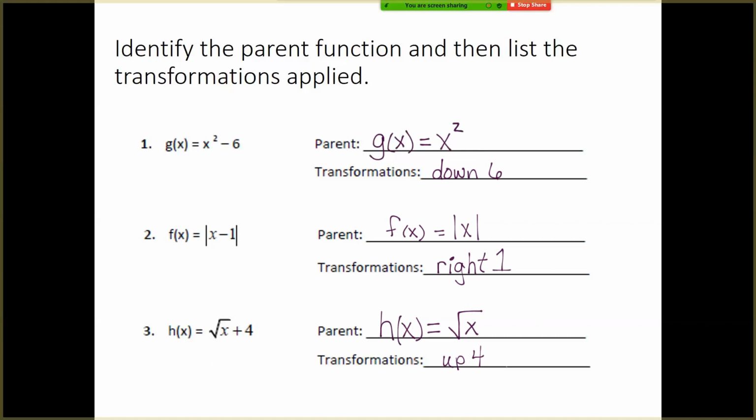Questions on these 3 before we do some more? So since that 4 is not underneath the square root, it's moving you up 4. If it would be inside, like if this square root had been extended, then it would be inside with the x. But since it's not underneath it, it's on the outside. So if it's with the variables, it's right or left, it's not up or down.